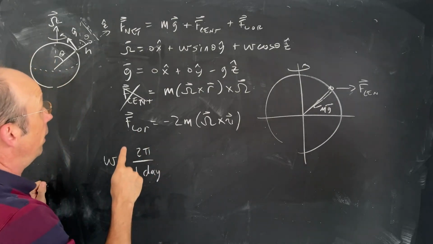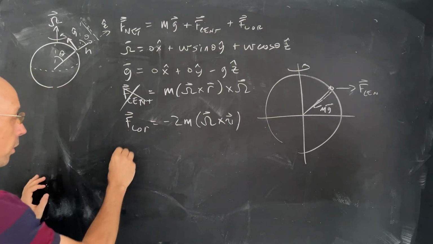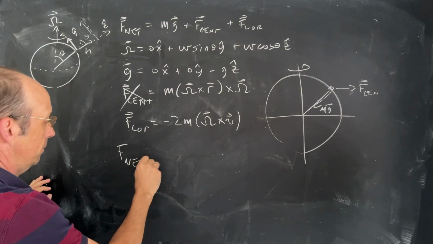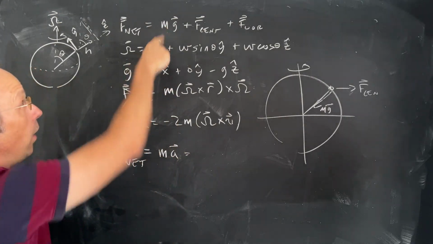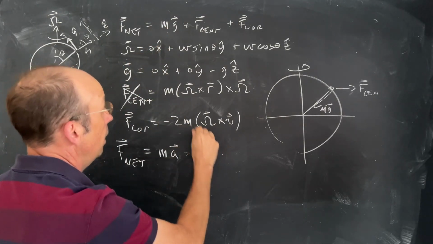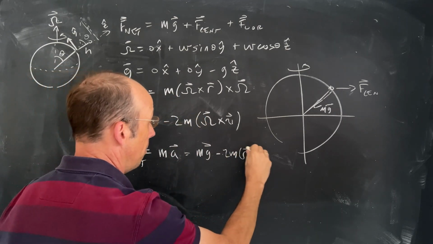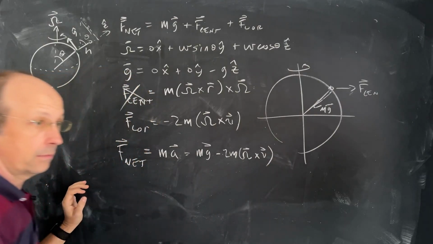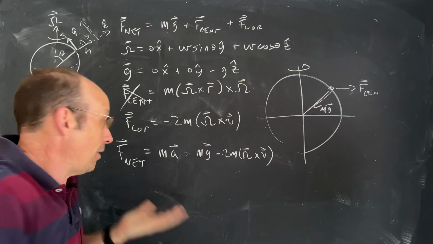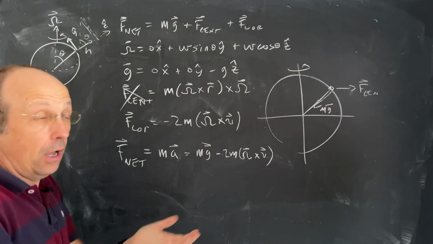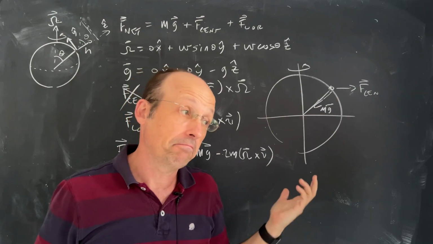The next thing I want to point out is that I can write the net force, and we're going to calculate this in a little bit. The net force is mass times acceleration, and that's equal to mg plus the Coriolis force, which is minus 2m omega cross v. Now I can just cancel the mass. I don't need to know the mass of the object. All the forces depend on the mass the same way, so it doesn't matter if I change the mass.